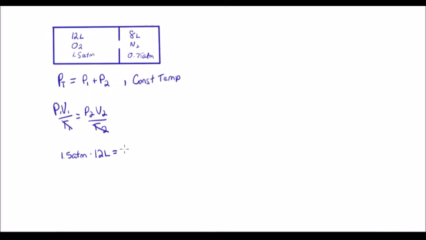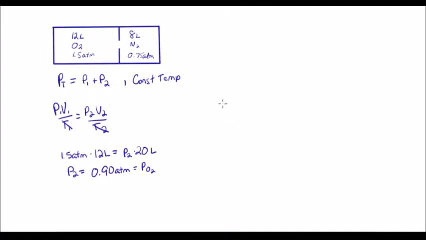Okay, my final pressure is what we don't know. So I'll actually write that as P2. And my final volume would be the entire container now that we've broken down this wall. So it would be 20 liters. And if I do that math, then P2 equals 0.90 atmospheres. And that would be the partial pressure of O2.